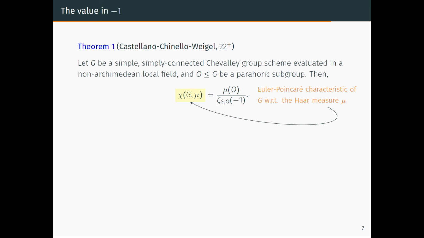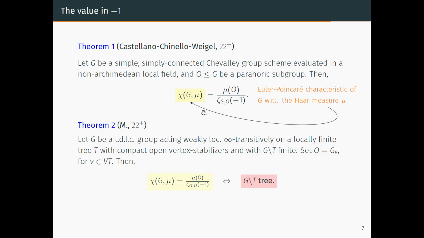The value -1 seems to be particularly interesting, and the motivation is the following result of Castellano, Chinello, Weigel. So let G be a simply connected Chevalley group scheme evaluated in a non-Archimedean local field, and O be any parabolic subgroup of G. Then the value of the zeta function at -1 is related to the Euler characteristic of the group with respect to a fixed arbitrary Haar measure mu. And the exact relation is expressed in this following equation.